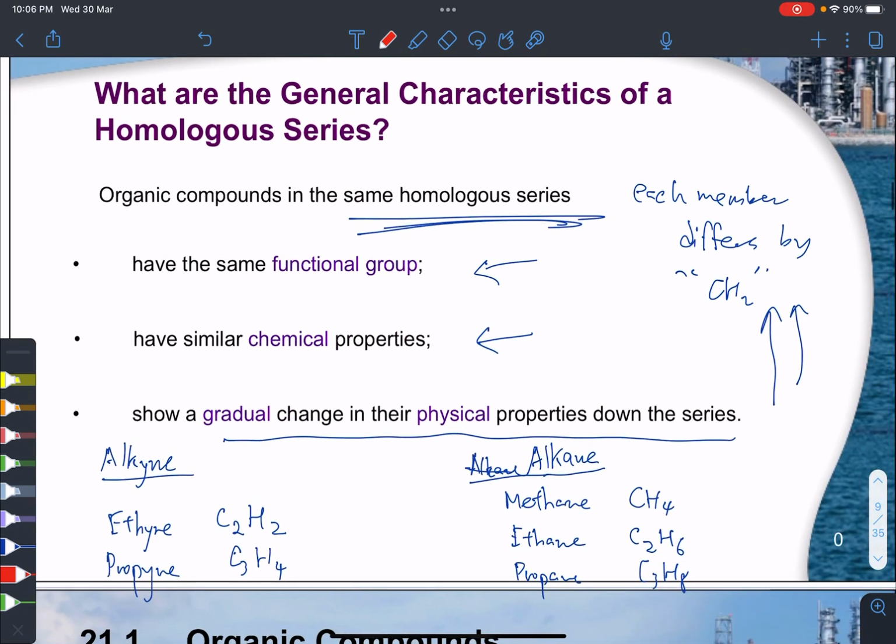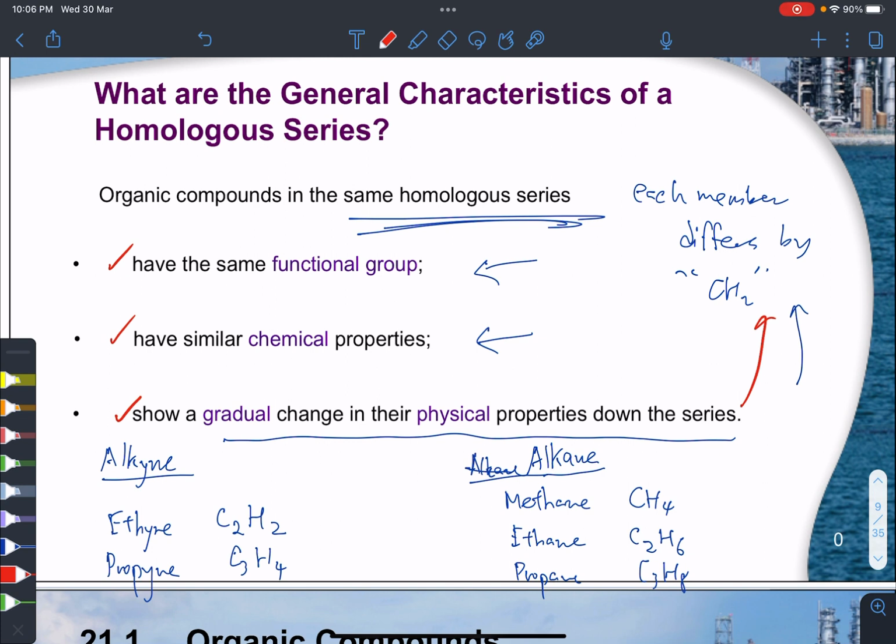Okay, next. They are all in the same clan, the same family, so they definitely have the same pattern. What is that pattern? They have the same functional group, which means they react in a particular manner. So chemically they are pretty much the same, but physically they are different. There's a gradual change. Why gradual change? Because each member differs by CH2.